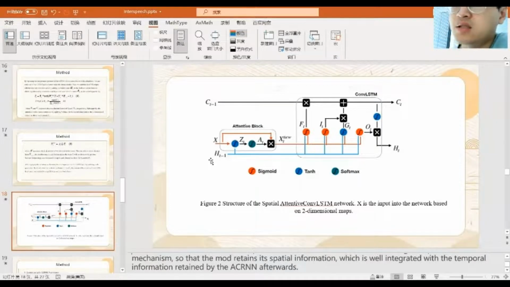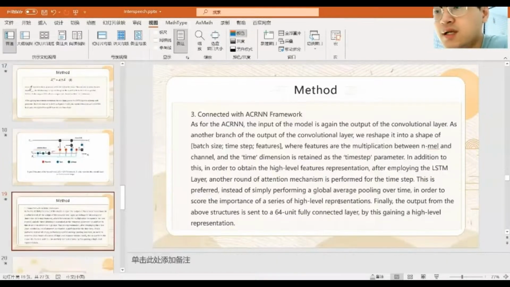We add another dimension there. After adding the dimension, we get five dimensions in the SACRNN: batch size, time steps, and the channel, so the output is five-dimensional. It is then directly connected with the ACRNN framework.